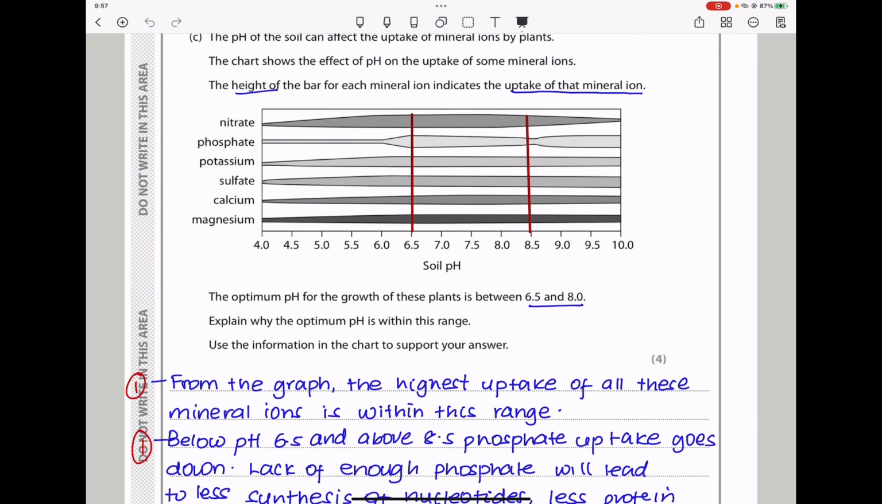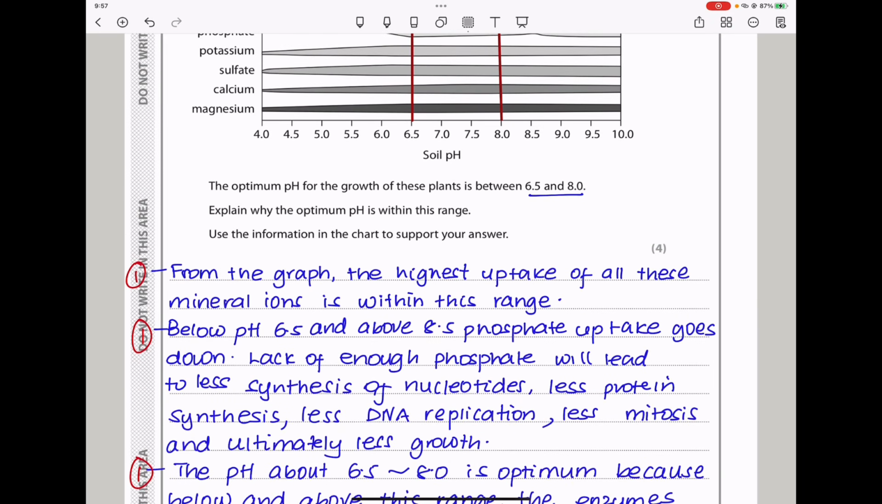If we look at this chart here, we can see they say the range is between 6.5 to about 8.0 because beyond that, we see the greatest concentration for each is about this range you can see. Beyond that, we can see this decreases if you go below that. And if you go above that, we see this also narrows down. So the range should be actually between this range here until 8.0, as you can see, because we will have the highest for each. Even this is going to be highest around that range. So I said, from the graph, the highest uptake of all these mineral ions is within this range.